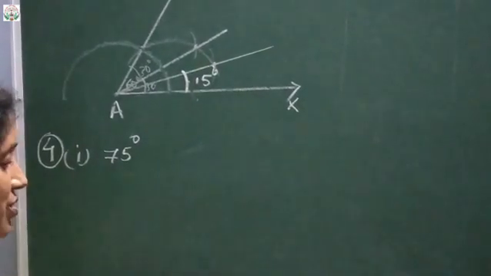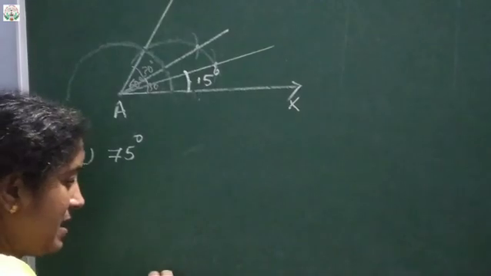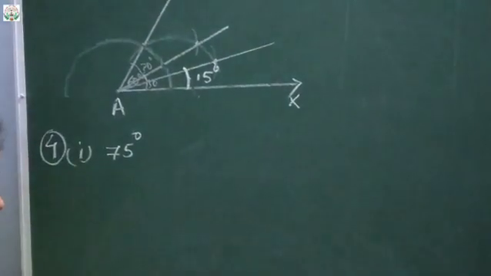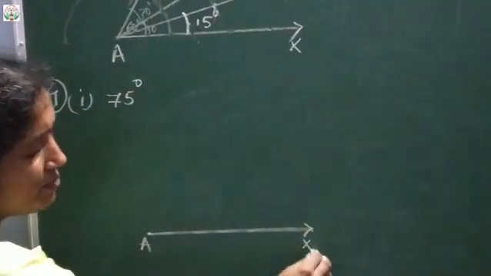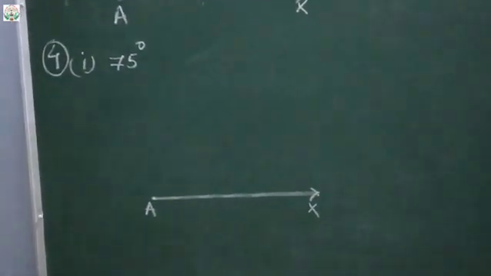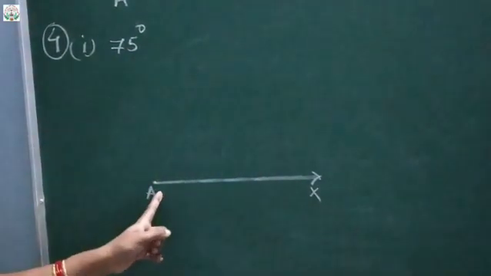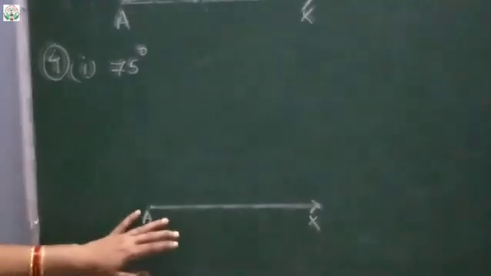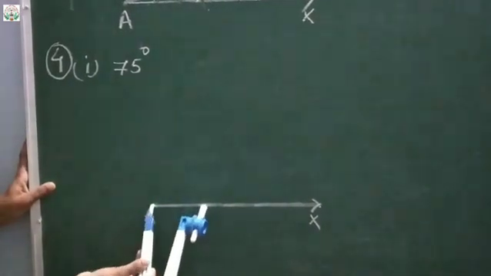So now first draw a ray, okay, with initial point A, and this is X. Suppose AX is a ray. Ray means a line whose initial point is known to us but there is no end point to it. At the initial point, draw a semicircle.